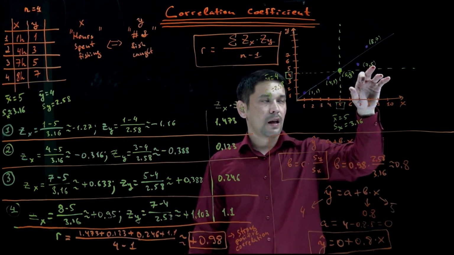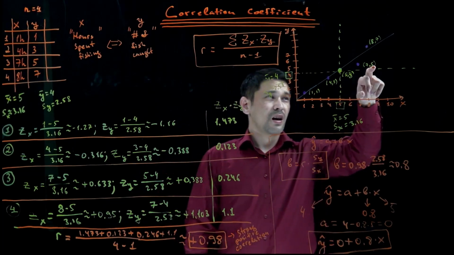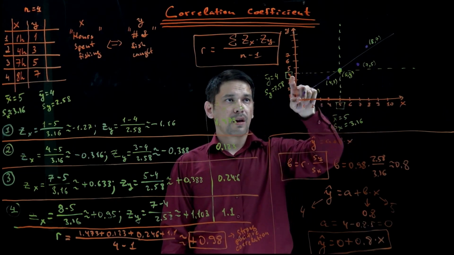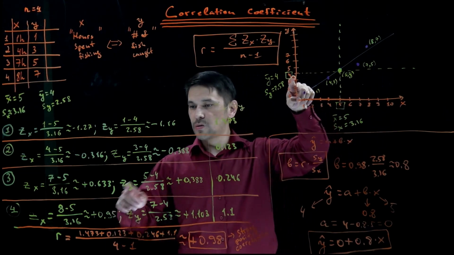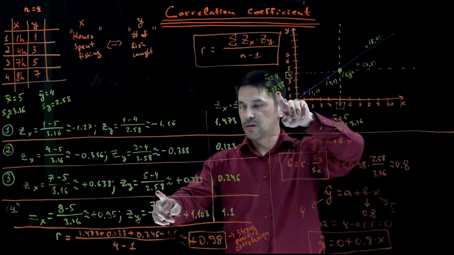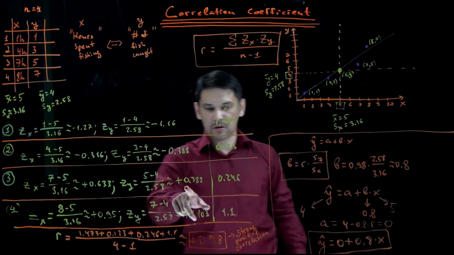Now we calculate the z-score for his y value. The y value for this guy is 5. So 5 minus the average for all the y values, which is 4, divided by the standard deviation for all the y values, which is 2.58. That's equal to plus 0.388.